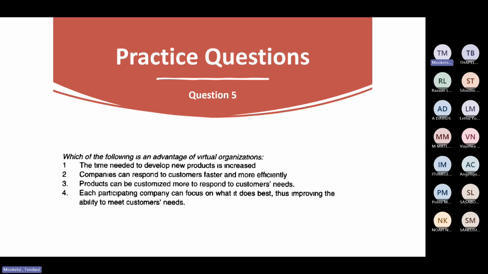So on this one, I'm leaning towards 2. Companies can respond to customers faster and more efficiently. However, I think there is more than one answer here. They should have given us an option maybe to select more answers. So Tapelo is saying virtual organization motto is to please its customer by delivering what the customer wants.